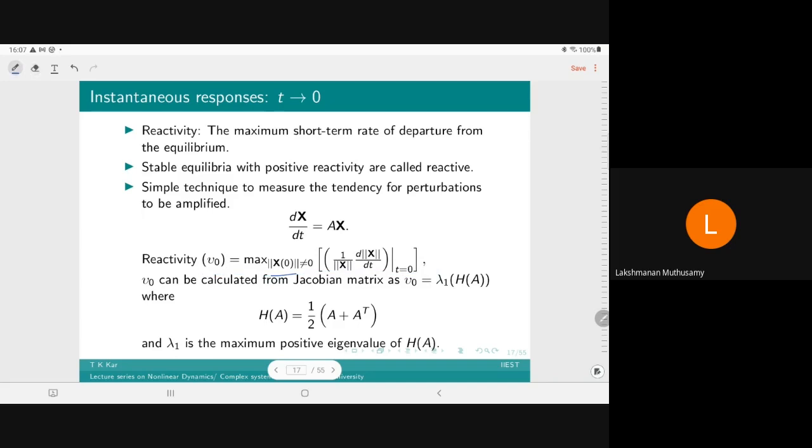And stable equilibria with positive reactivity are called reactive. And for simple techniques to measure the reactivity, again, we consider the linearized system. Any nonlinear system that is near the equilibrium is linearized, and it takes the form dx/dt = Ax, where A is the linearized matrix. And in that case, the reactivity is measured in this way.